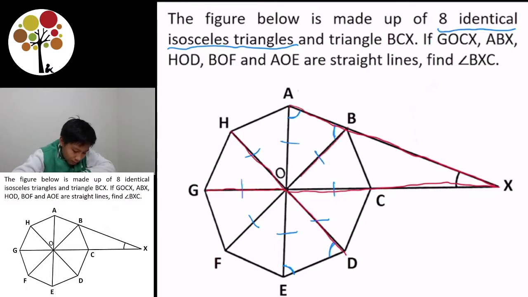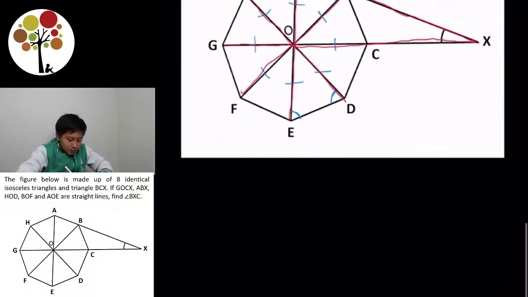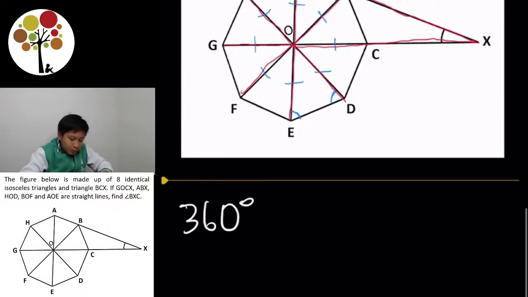BOF and AOE are straight lines. So basically they're all straight lines. Find the angle of BXC, which they already labeled. As you can see in the center, it forms one whole round, because all the tips of the triangles combine until you get one round, and one round is 360 degrees.